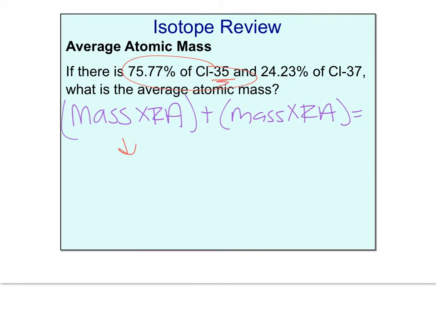The mass is going to be the mass number, so it's going to be that 35 multiplied by, and remember whenever anything's in a percentage and you're going to plug it into an equation, it needs to be in decimal notation. So you're going to plug in 0.7577.